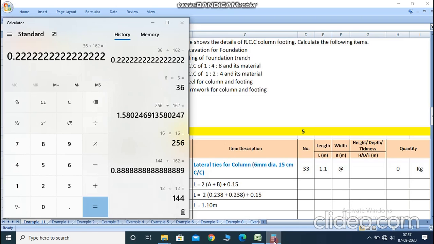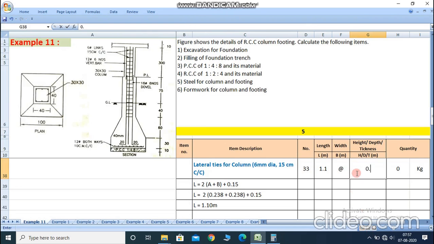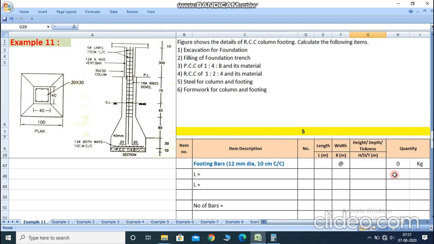is per meter length weight of the bar is 0.22. So right here 0.22. So total weight is a multiplication of 33 multiplied by 1.1 multiplied by 0.22, which is 7.986 kg, weight of the steel required for the lateral ties of a column. Then after, we calculate the footing of the bar.